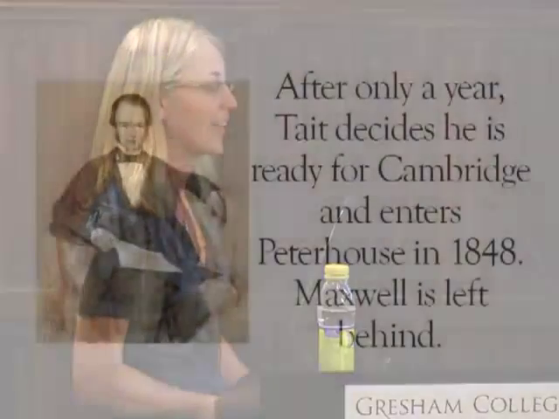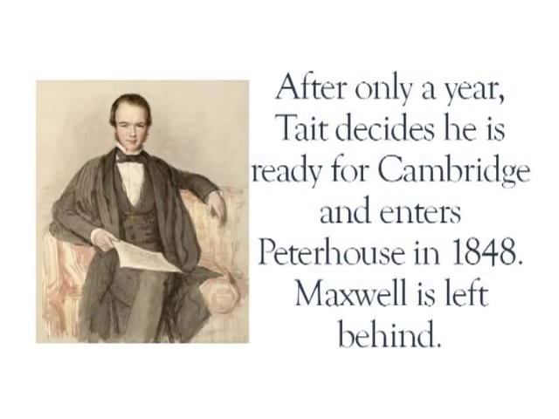But Tait had to go one better, and he enrolled straight into the first division, despite being told otherwise by Forbes. Forbes said, this is not a good idea, you should stick with Maxwell. And he said, no, I'm good enough, I'll be in the first division. And he did well. And after only a year, it was decided that he was ready to move to Cambridge and went to Peterhouse College, which is the same place where Kelvin had gone before, and where Maxwell would follow him just a few years later.